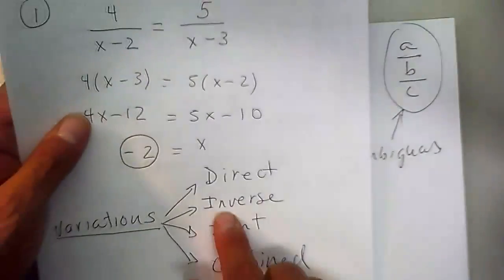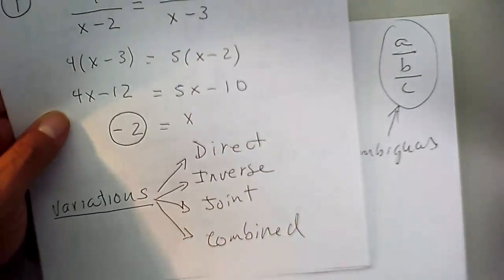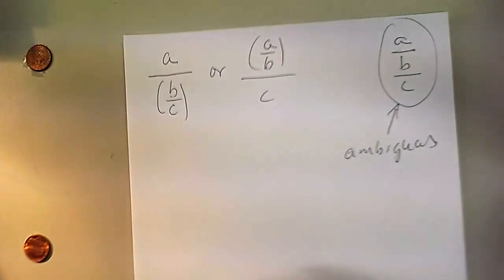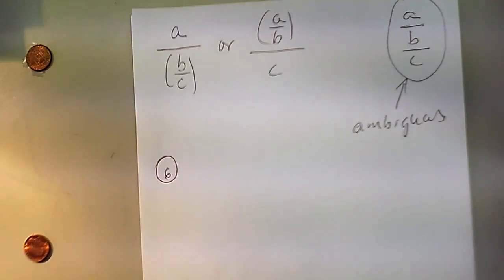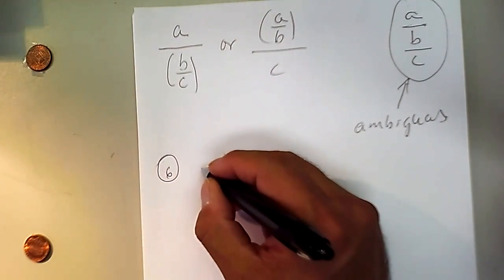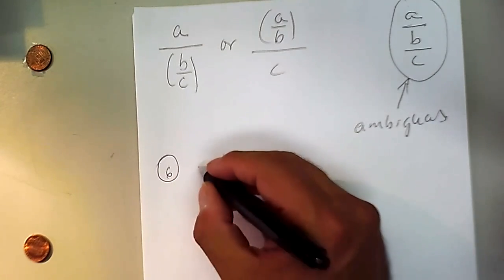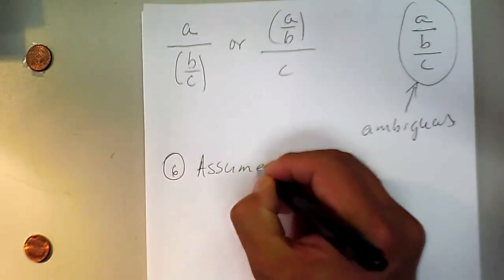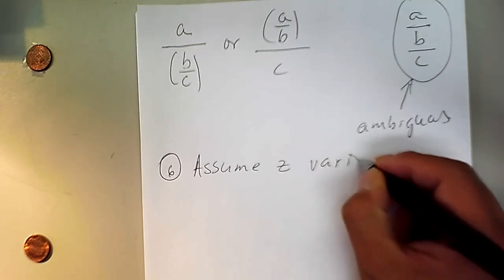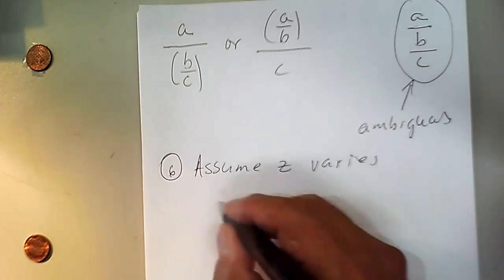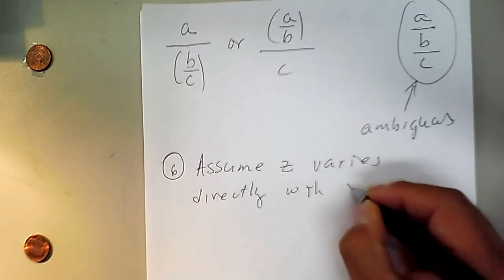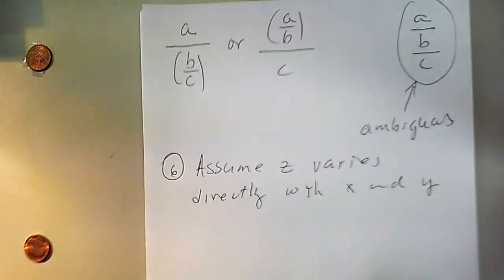Very quickly, let's do an example of joint variation and combined variation. Might just as well. Example 6. Okay, so now we have three variables. So let's assume z varies. So we have to be more specific. Z varies directly with x and y.